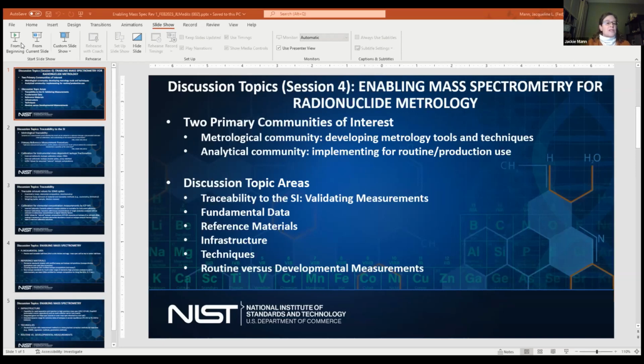So what we'd like to start with today is traceability to the SI. I'm going to turn it over to Richard. And Richard, I'll just advance the slide to kick us off. We're talking about traceability to the SI, and here are some slides that Richard put together that he can describe. So, Richard, I turn it to you.